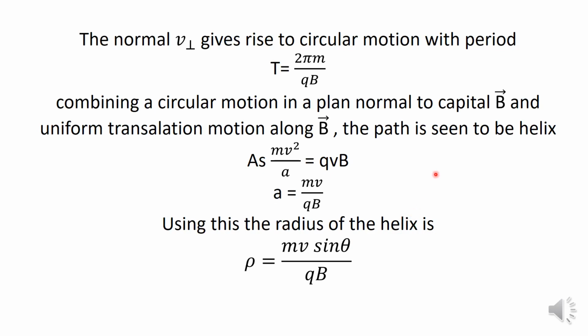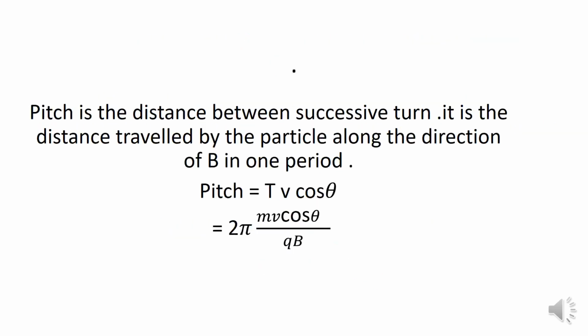Using this, the radius of the helix is rho is equal to mv sin theta by qB. Here we get, as from circular motion, a is equal to mv by qB, and here v is replaced by v sin theta, therefore the radius of the helix rho is equal to mv sin theta by qB.